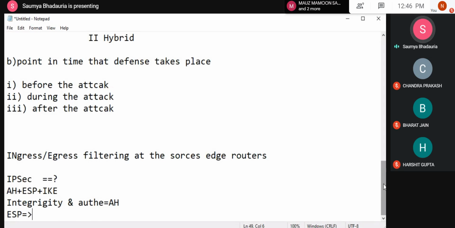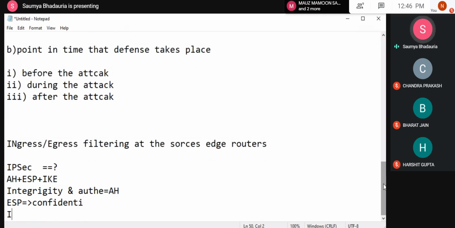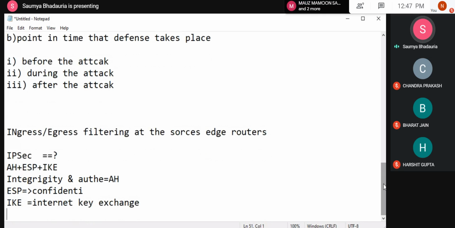Next you have ESP, which encapsulates the packet and is related to confidentiality. And the third one, IKE, is the Internet Key Exchange. What is it used for? It is used for setting up the keys and the algorithms for both AH and ESP.